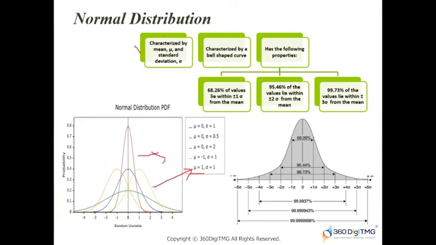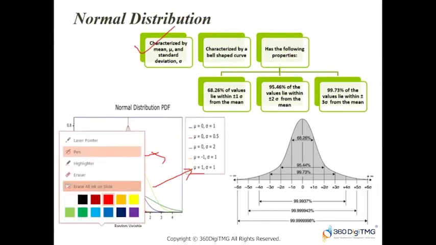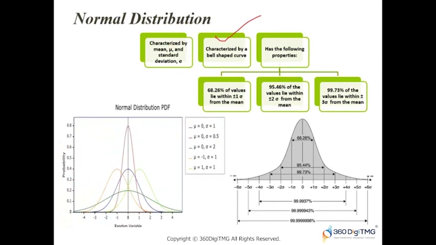So you can characterize each and every normal distribution curve using two values, which is mu, the population mean, and standard deviation, which is the population standard deviation. It is characterized by the bell curve. If you see, the curve looks like a bell, right? And it has following properties. 68.26% of values lie within ±1 standard deviation from the mean. If this is the mean, and this is +1 and -1, the number of data points which satisfy the customer requirements would be 68.26.